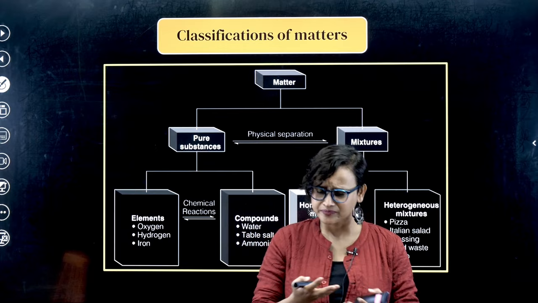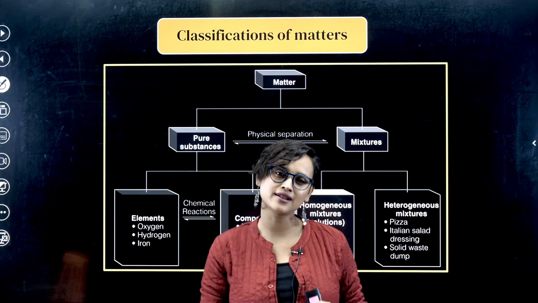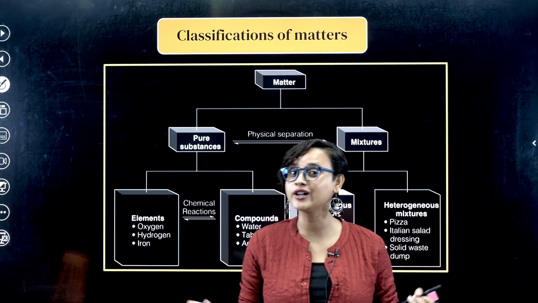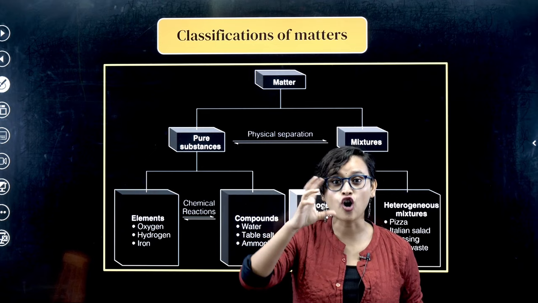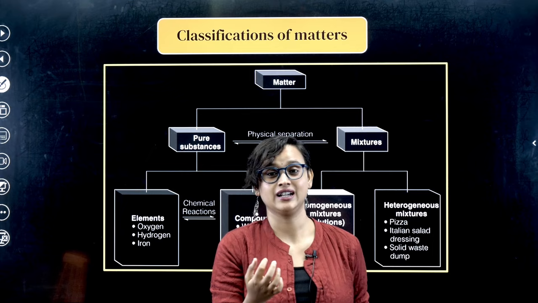Now you might want to ask me, ma'am, but in a compound there are already two elements. How can you call it a pure substance? Tell me something. Let's say that I want to drink some water. Would I want to have some dust particles and straw of a broom, or some stones in my glass of water? Would I want that? No.